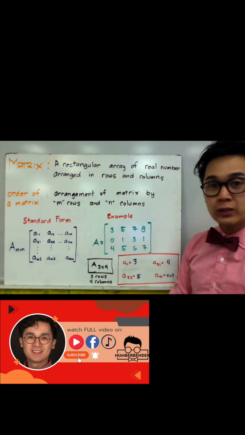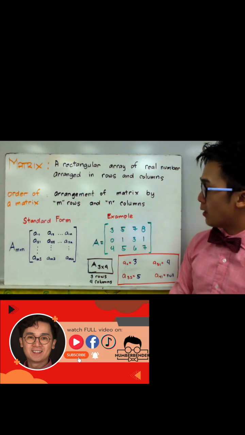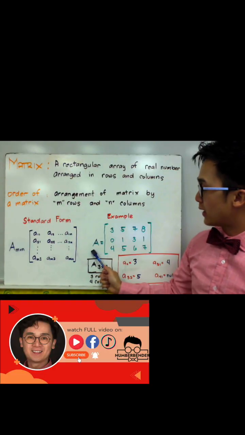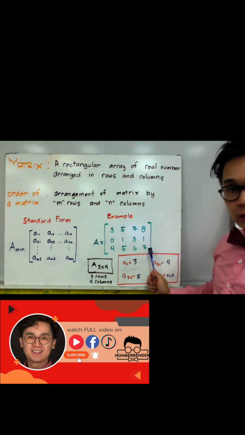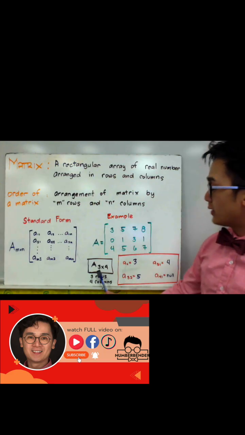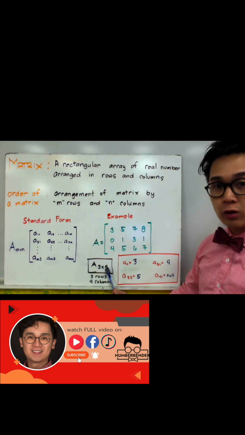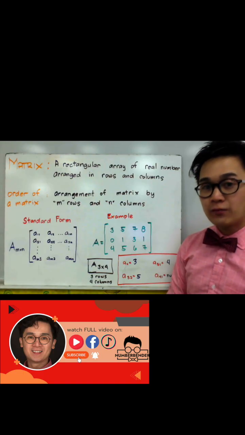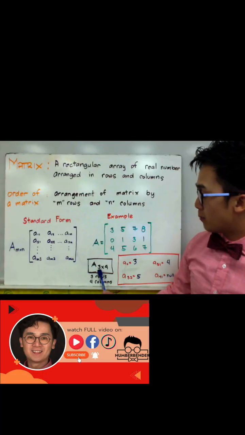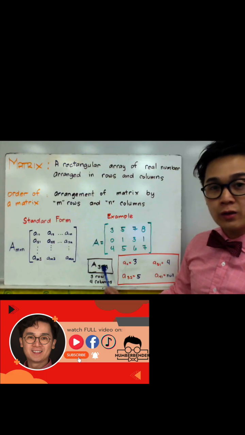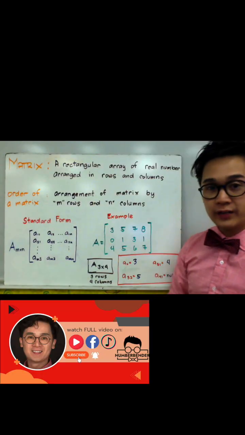Now, the first thing you need to understand to be able to work with a matrix is to know the order of a matrix. For matrix A, the order is 1, 2, 3 rows and 1, 2, 3, 4 columns. So this matrix A is a 3 by 4 matrix. A 3 by 4 matrix is not the same as a 4 by 3 matrix. The 3 is the number of rows, and 4 is the number of columns. So the number of rows always comes first before the number of columns, and that is the order of a given matrix.